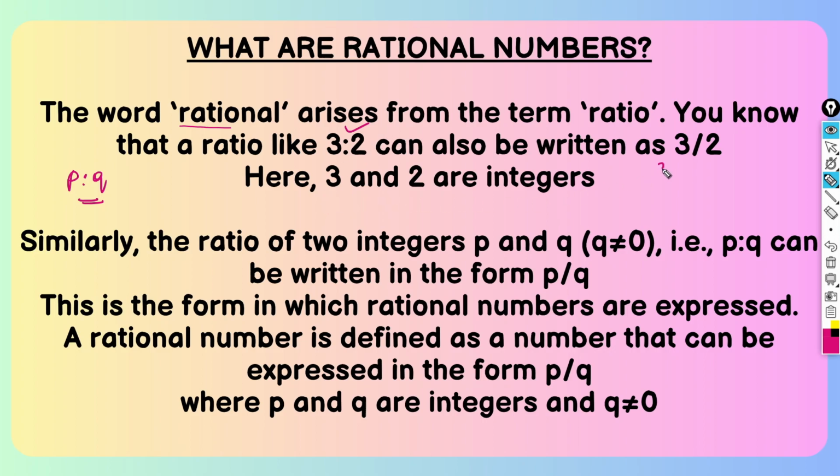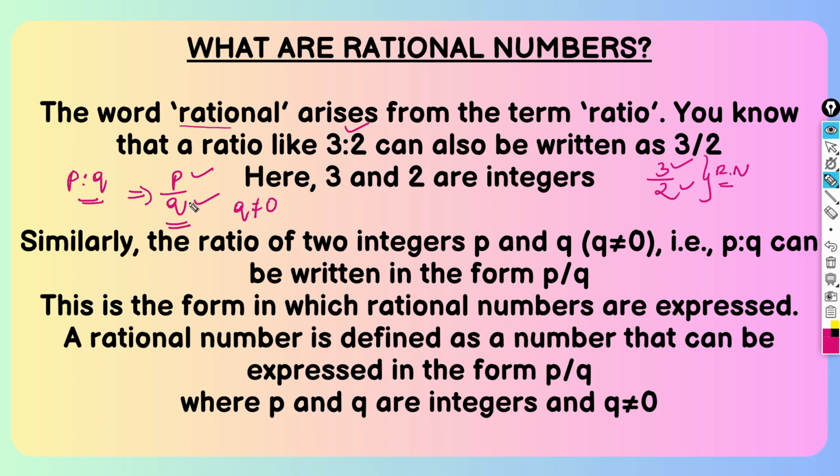3 is to 2 can be written as 3 by 2. Here 3 and 2 are integers, right? So this is a rational number. To generalize, let us take ratio P is to Q, which can be written as P by Q. A rational number is defined as a number that can be expressed in the form of P by Q, where P and Q are integers and Q is not equal to 0.